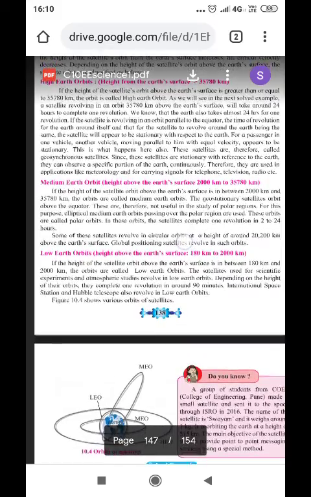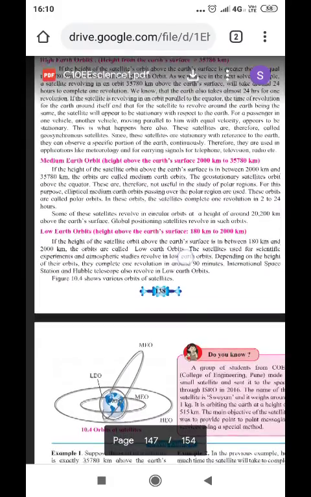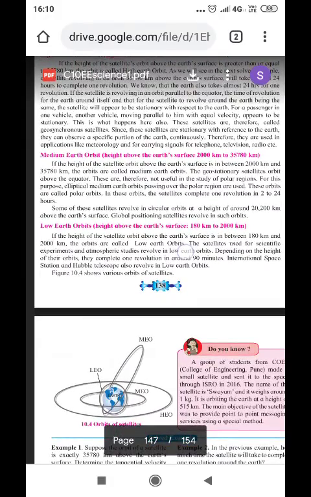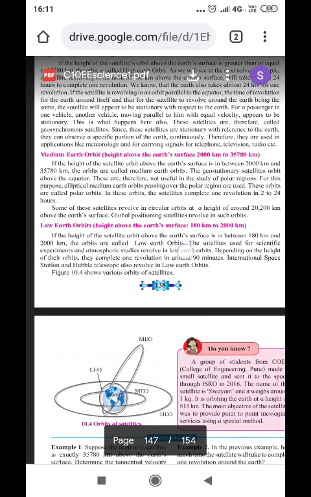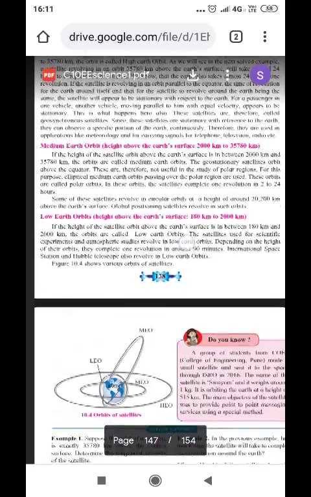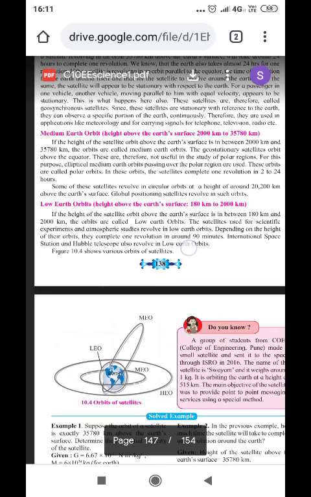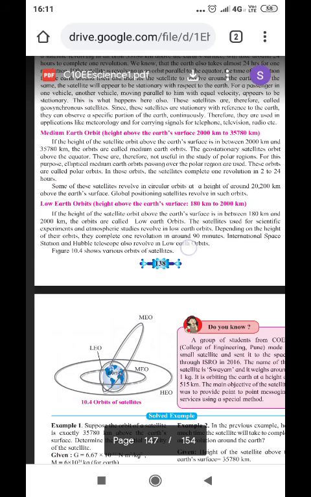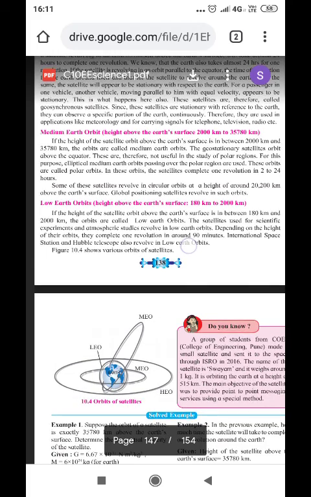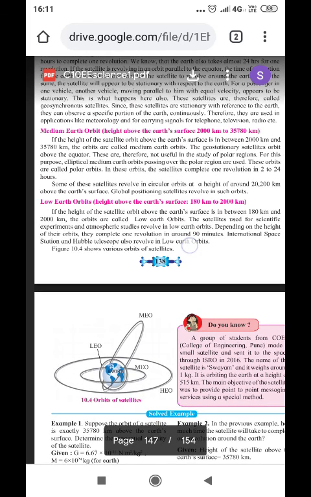Since these satellites are stationary with reference to the Earth, they can observe a specific portion of the Earth continuously. Therefore, they are used in applications like meteorology and for carrying signals of telephone, television, radio, etc. So here, the movement of the artificial satellite, that is apart from the Moon. The Moon is a natural satellite. The revolution takes place in 24 hours around the Earth. In the same way, the Earth revolving on its own axis also takes 24 hours.